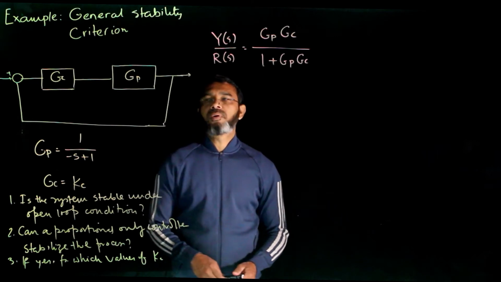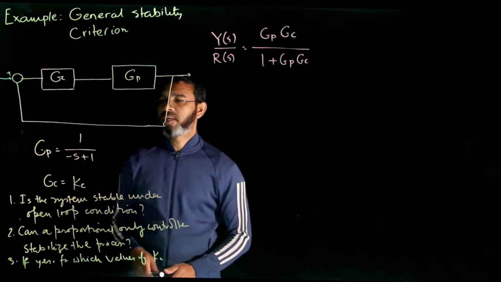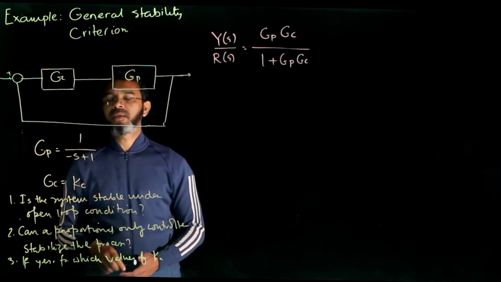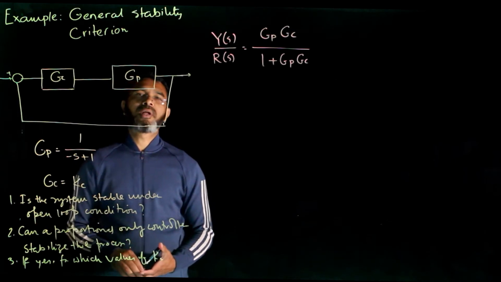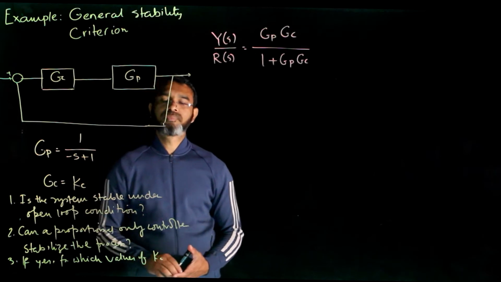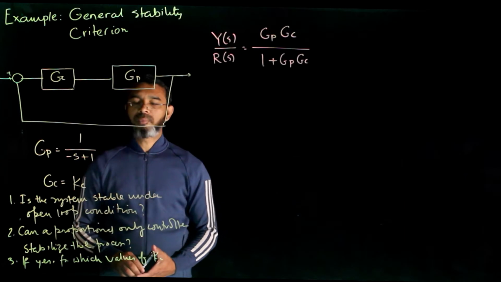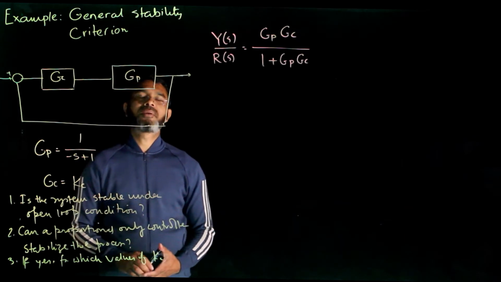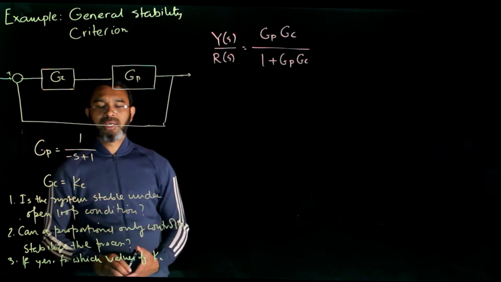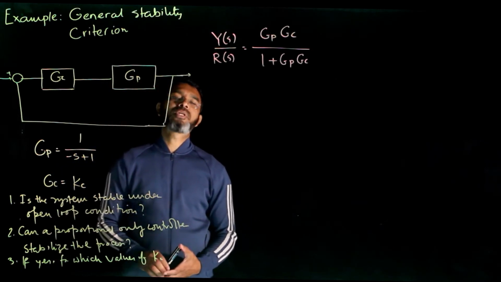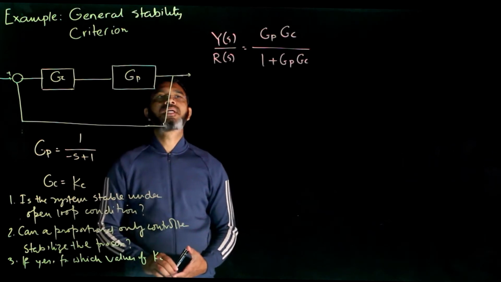Now we look at another example where it says that if you have a closed loop process and the open loop transfer function is given by 1 over negative s plus 1, is the system stable under open loop condition? And then the second question asked is, can a proportional controller stabilize the process? The third part is, if a proportional controller can stabilize the process, what is the range of this Kc for which it can be stabilized?